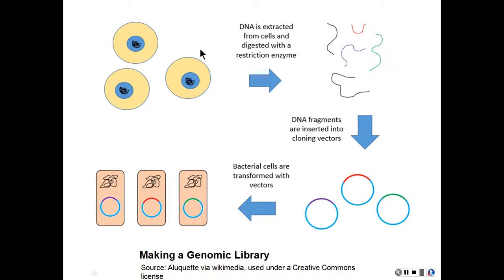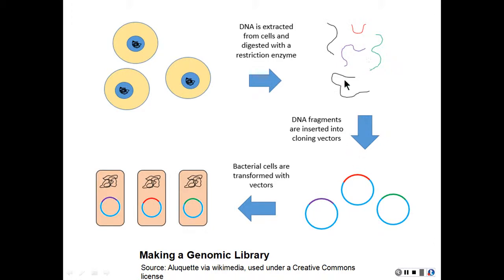So if we take an overview picture, here's some cells, and we're after this genome. So we're going to extract the DNA from these cells, cut it up into fragments, and then we need a way to get those fragments into cells. So you're going to put them into what's called a vector. And a vector is something that can introduce DNA into cells. And one vector that we're using in our laboratory is plasmids.